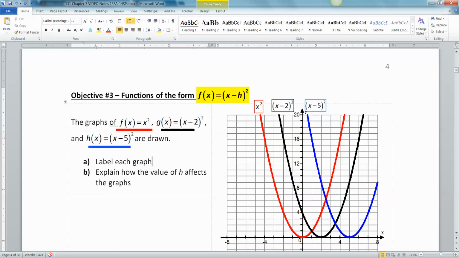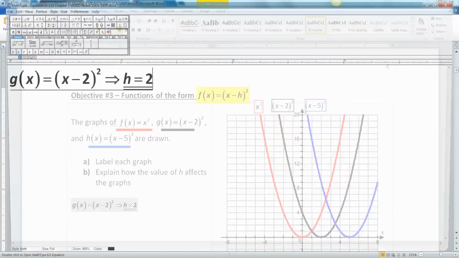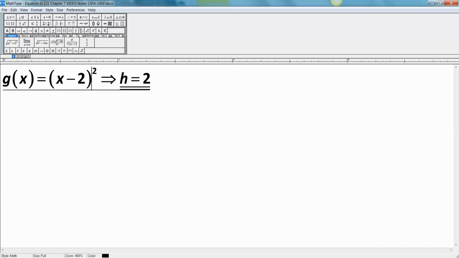That's very important. It's going to make it so that everything looks backwards. So let's look at the first one. We have x minus 2 squared. That means that your h is 2. Hold on, let me type that. All right, let me put that up. So it's x minus h is the formula. So that means that h is positive 2.